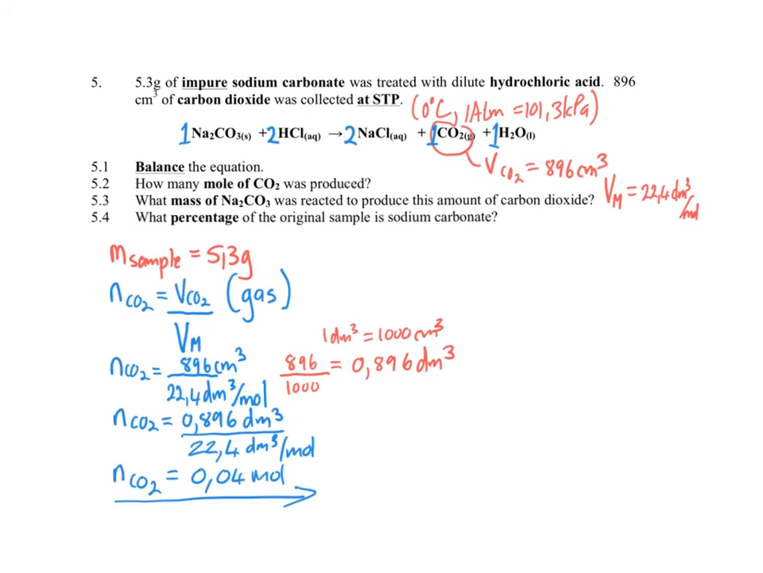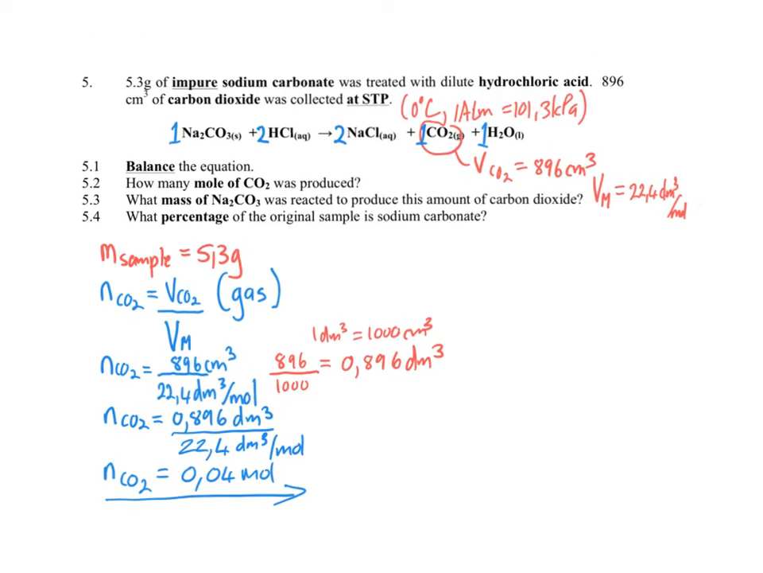Now, if we go back to the chemical equation, we can see that in order for this amount of CO2 to be produced, a certain amount of sodium carbonate had to react with a certain amount of hydrochloric acid. Now, we do not have a limiting reagent problem here because the amount of dilute hydrochloric acid is not specified. So we can assume that there was enough hydrochloric acid in order to react with all the sodium carbonate that is in this particular sample.